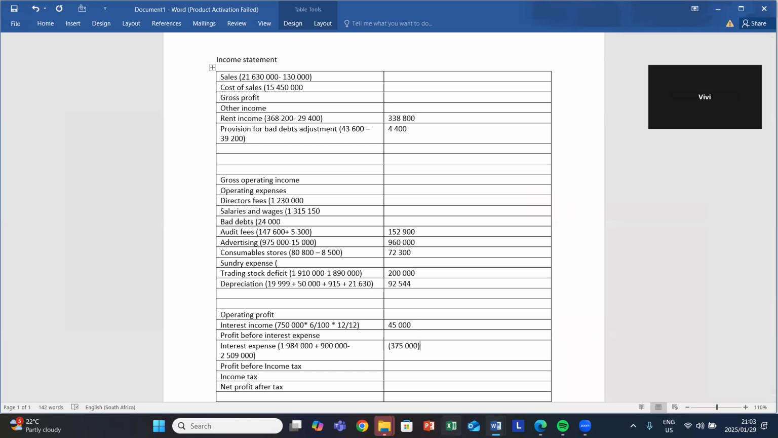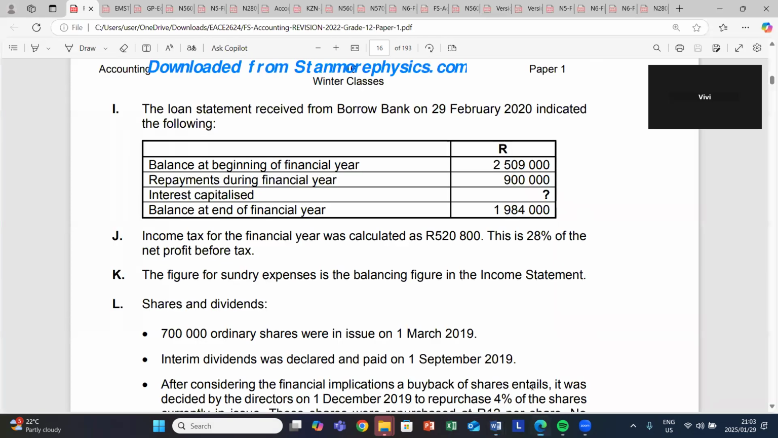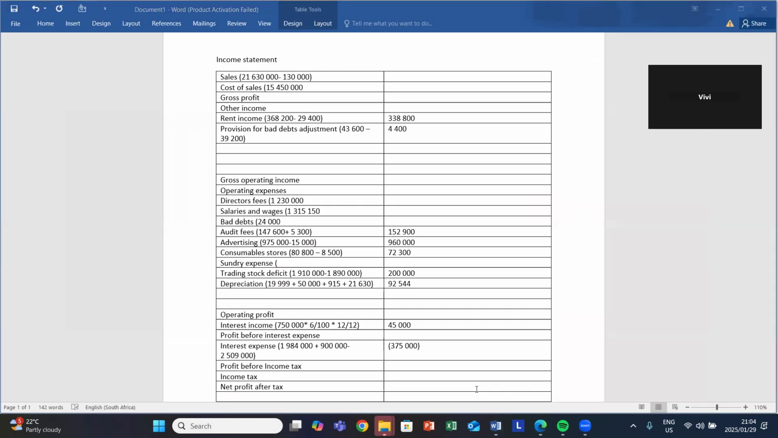That's correct. Let's check this one. Income tax for the financial year was calculated as 520,800. That is your income tax, so write it here as your income tax.